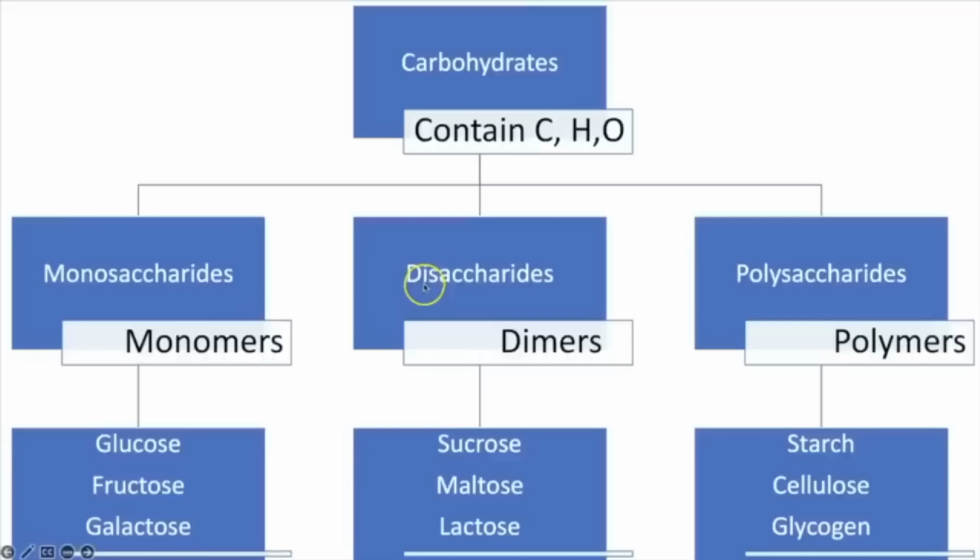Disaccharides, di meaning two, is two sugars bonded together. And you'll be learning about sucrose, maltose and lactose. Finally, polysaccharides means many sugars. And what you actually have is at least 3 sugars bonded together. In reality, it's going to be far more than 3 sugar units. And you'll be learning about starch, cellulose and glycogen.